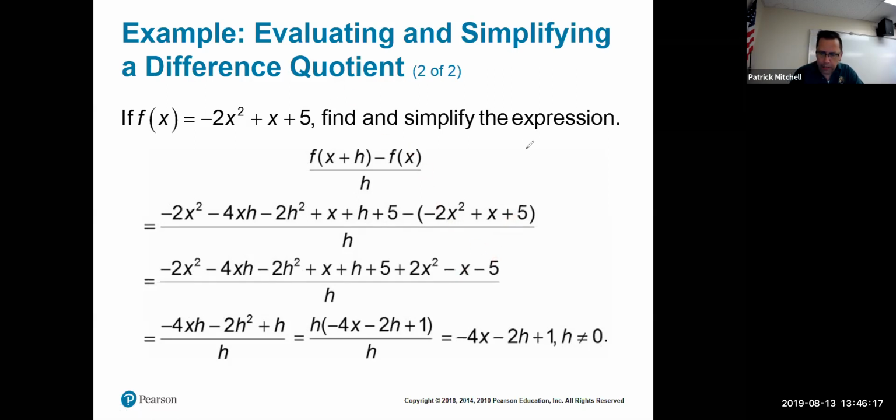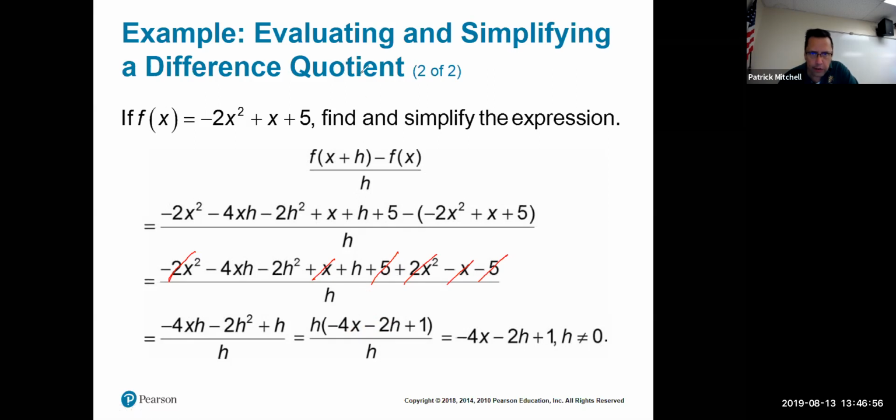And then something really exciting should happen. You should get a whole bunch of stuff to drop out. Look here, the negative 2x squared and the 2x squared drop out. The plus x and the minus x drop out. And the plus 5 and the minus 5 drop out. And that leaves you with just negative 4xh minus 2h squared plus h. All those terms have h's in them. So now you can factor out the h, and that just leaves you negative 4x minus 2h plus 1.